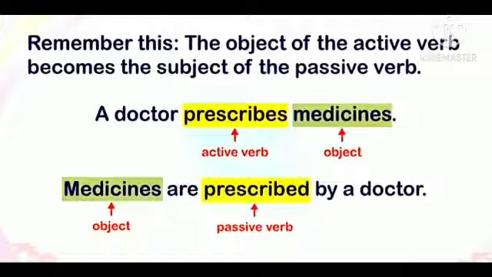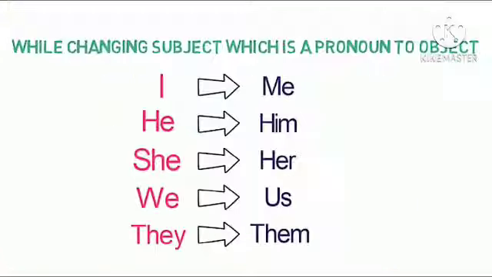Remember this, the object of the active verb becomes the subject of the passive verb. Here it is written, a doctor prescribes medicines. Now, when it is converted to passive voice, it will become medicines are prescribed by a doctor.